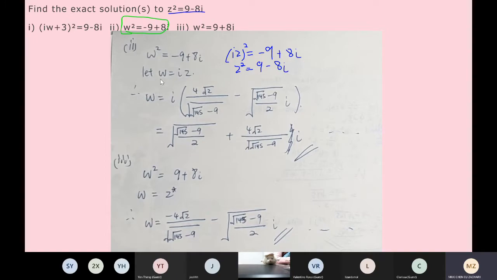So from there, we can deduce that w equals iz. So what we do is, we just multiply i with the solutions of z that we found just now. Okay? So when we do that, what happens is, you basically swap around the positions of the real and imaginary parts of the complex number. And then also there will be a change of sign, because when you multiply this i with this i, you get -1 times a negative sign, which will give you positive. Okay?